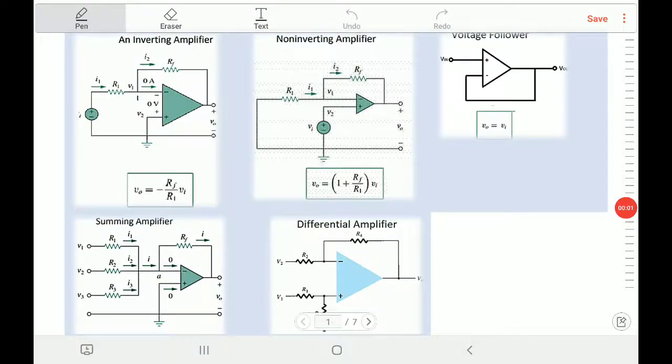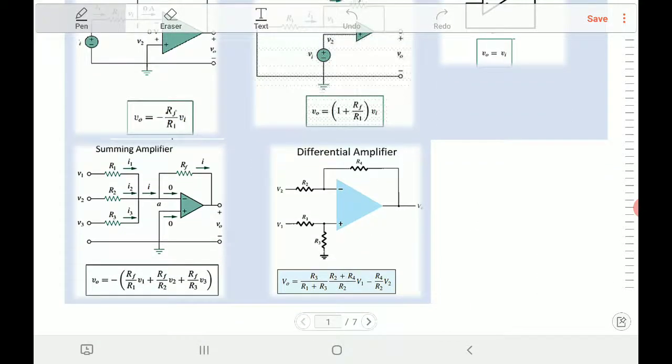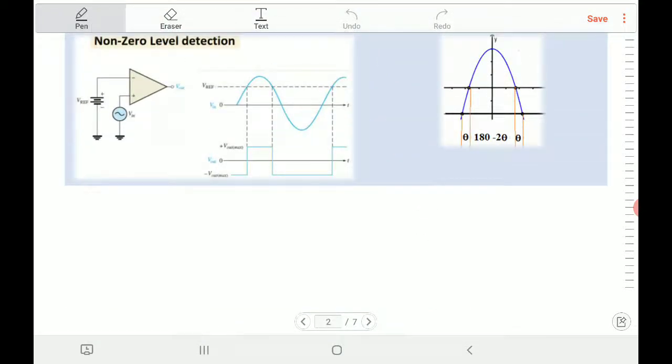In this video, I'm going to review the answer key for the last quiz, quiz 4, which was related to the operational amplifier topic. If I were you, I would just summarize all the formulas I used to solve my homework. As you see here in the sheet, I have the formulas for inverting amplifier, non-inverting amplifier, voltage follower, summing amplifier, differential amplifier, and the non-zero level detection, which is the comparator. I also summarized some of the answer keys of some problems in the homework.